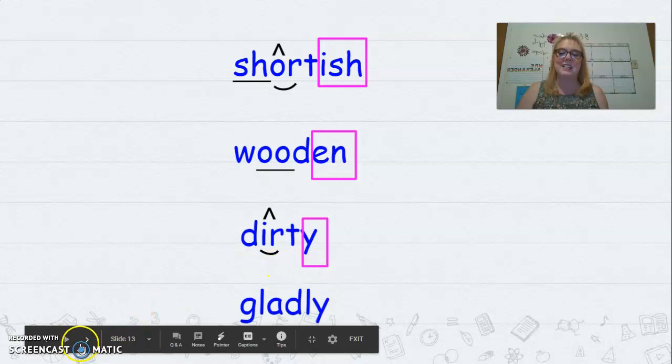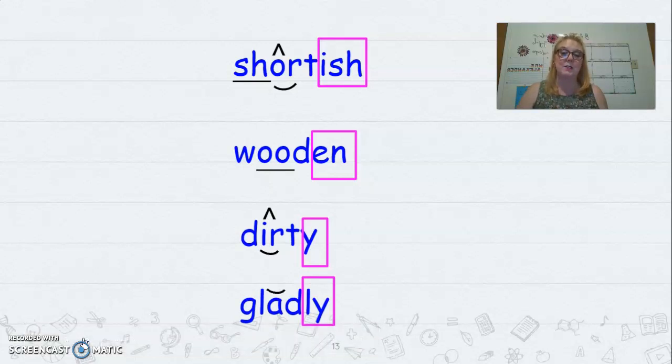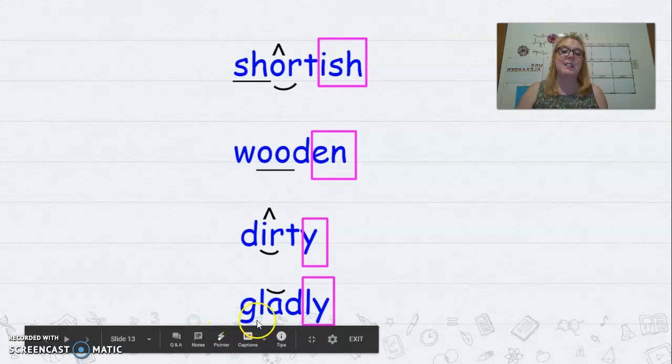Dirty. Last word. What is the suffix? That's correct. It was an LY. And finally, what type of syllable is this word? Yes, it's closed. Mark it with a breve. Read that word. Gladly. Great job.